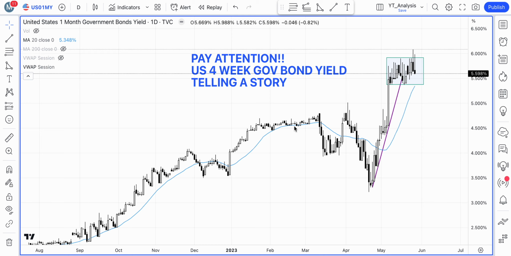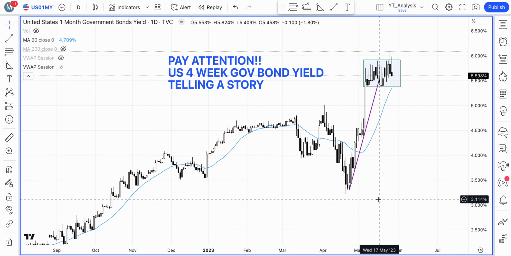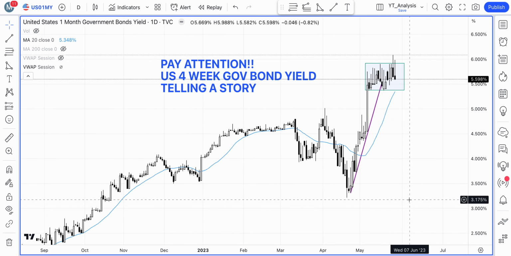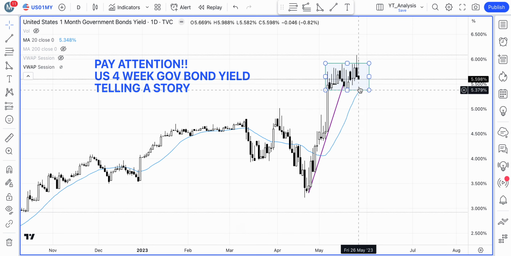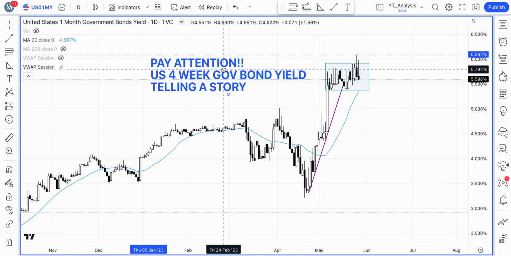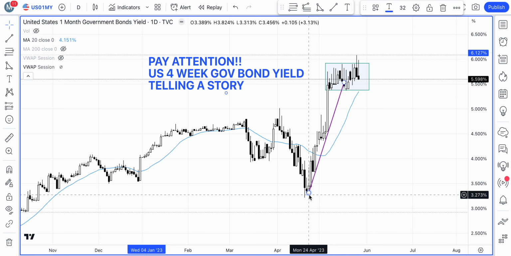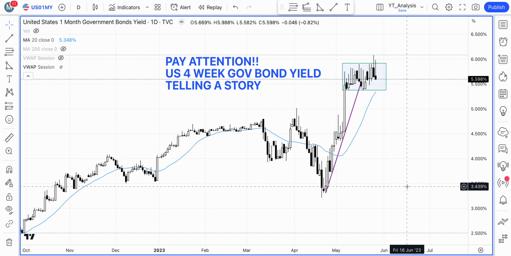Okay, so guys, before we begin, what we are looking at is the United States 1-month government bond yield daily chart. Here what I want to point out is, as we have been pointing out in the previous videos, look at the rise in yields over a period of 5 to 6 weeks, and the discussions about the US debt ceiling still are not clear.